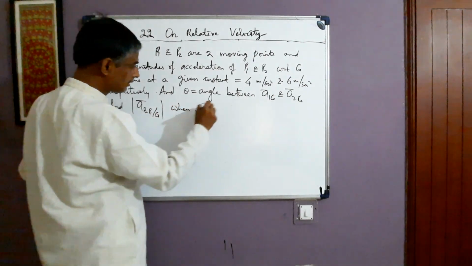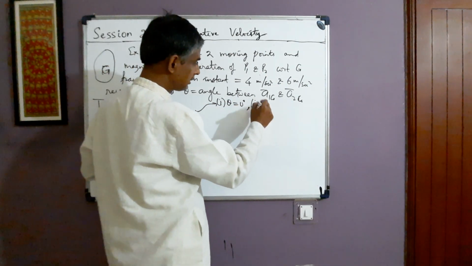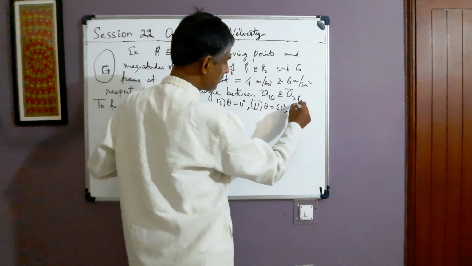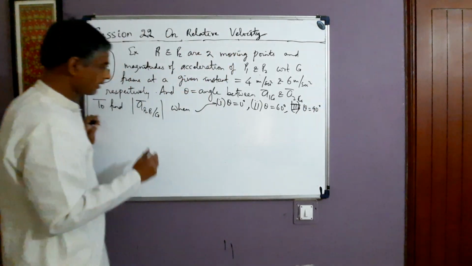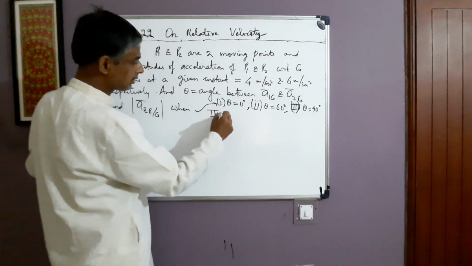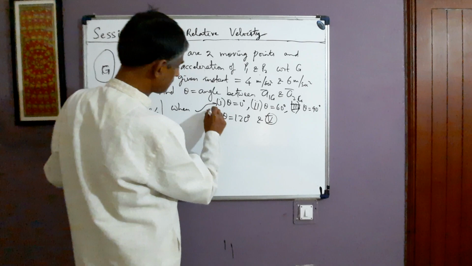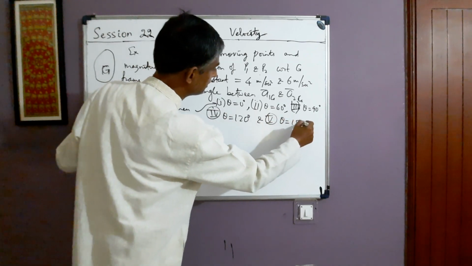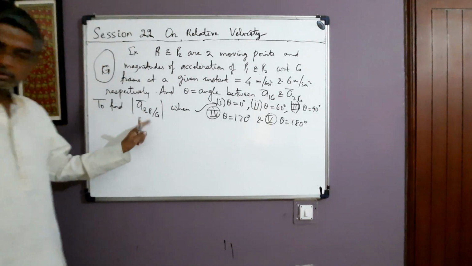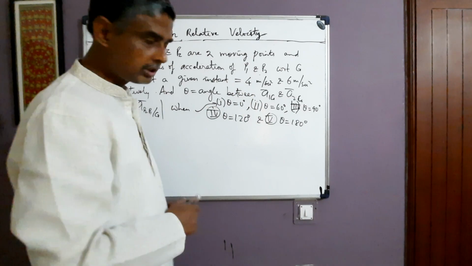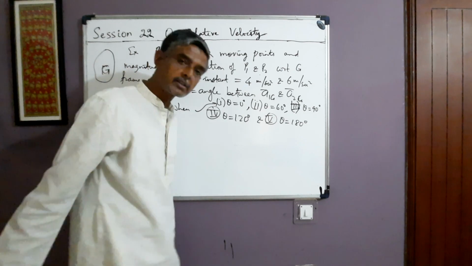When first theta is 0 degree, second theta is 60 degree, third theta is equal to 90 degree, fourth theta is equal to 120 degree, and fifth theta is equal to 180 degree. In all the 5 cases, we have to determine the magnitude of this relative acceleration vector. So we'll use the general formula, okay. A1G is equal to 4 meter per second square, A2G is equal to 6 meter per second square, fine.